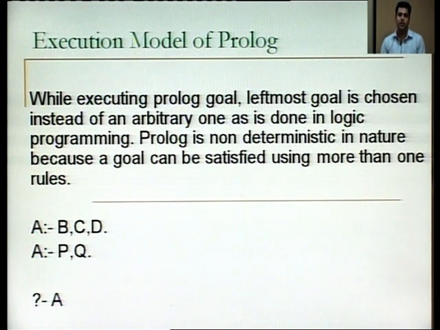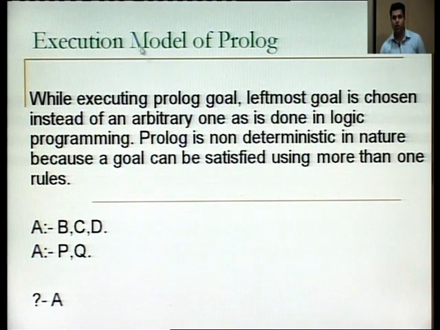Now, basically how does your Prolog interpreter or Prolog compiler execute your program? While executing a Prolog goal, the leftmost goal is chosen instead of an arbitrary one, as is done in logic programming. This is one of the differences between Prolog and logic programming. In logic programming, if there is a set of sub goals, you can satisfy any one, but as far as Prolog is concerned, the leftmost goal is always chosen for execution.